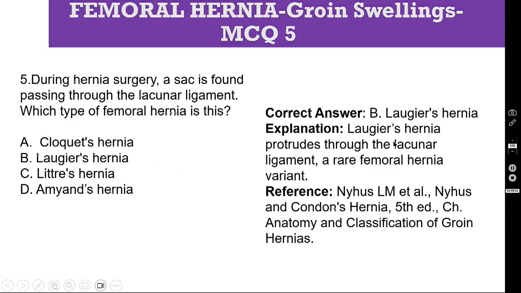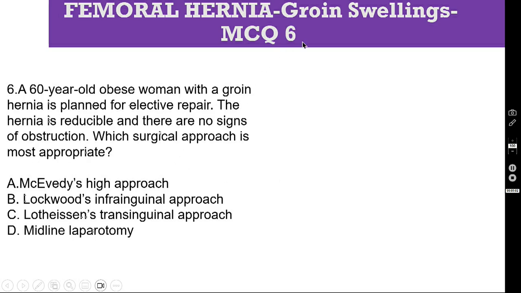Explanation: Laugier's hernia protrudes through the lacunar ligament, a very rare femoral hernia variant. Reference is from Nyhus and Condon's hernia textbook, 5th edition, anatomy and classification of groin hernias. You can see this there. Coming to MCQ number 6. A 60-year-old obese woman with a groin hernia is planned for elective repair.